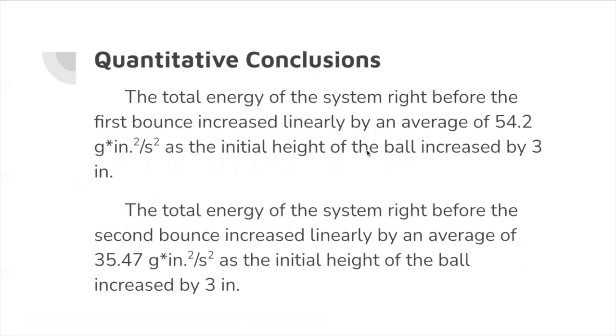Quantitative conclusions: the total energy of the system right before the first bounce, we found increased linearly by an average of 54.2, as the initial height of the ball increased by 3 inches for each drop. And the total energy of the system right before the second bounce increased linearly by an average of 35.47 as the height increased by 3 inches.